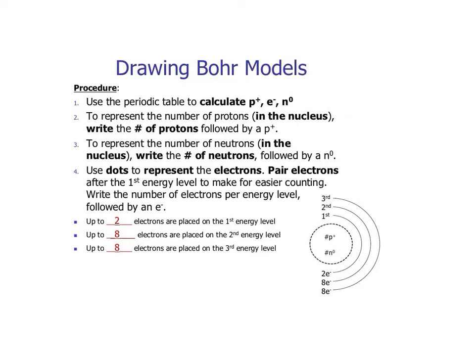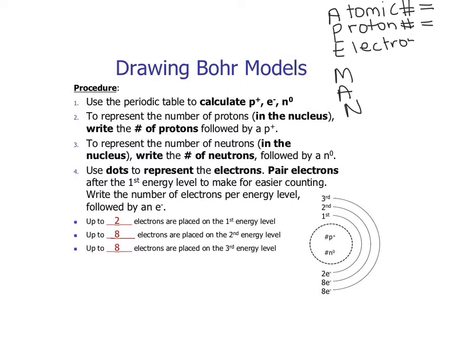We will use our periodic table to calculate PEN numbers, or the numbers of protons, electrons, and neutrons for the element. To help us with that, we have the mnemonic device APE-MAN. The atomic number, which is found on our periodic table, equals the proton number. And because our atom is electrically neutral, the number of protons also equals the number of electrons. So it becomes our electron number.